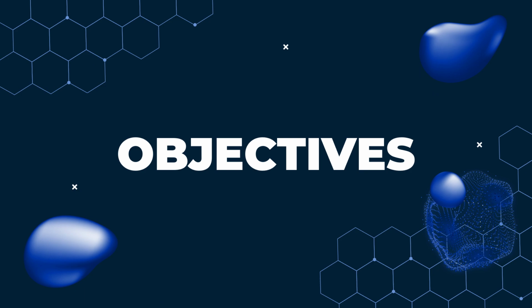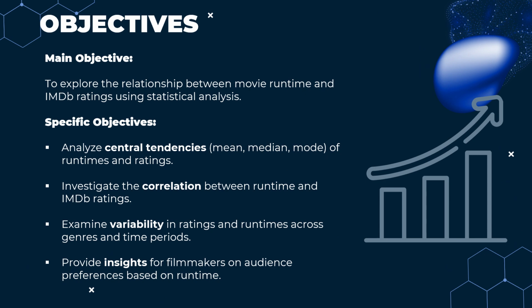The main objective of this study is to explore the relationship between movie runtime and IMDb ratings through statistical analysis. To achieve this, the project focuses on 4 specific objectives: analyzing central tendencies such as mean, median, and mode for runtimes and ratings, investigating the correlation between runtime and ratings, examining variability in ratings and runtimes across different genres and time periods, providing insights into audience preferences based on runtime.